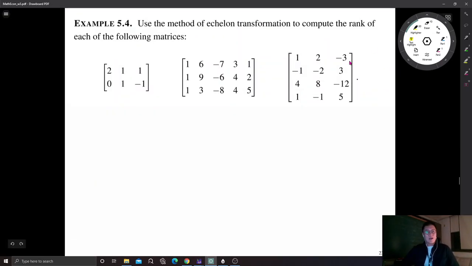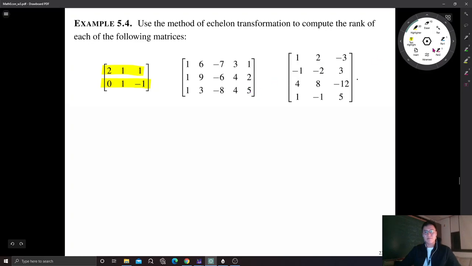All right, so let me do just one more exercise about this transformation. Use the method of echelon transformation to compute the rank of each matrix. All right? Look at the first matrix. This is already in echelon form, right? And then we can easily tell the rank of this matrix. It has 2 non-zero row vectors, so the rank of this matrix is 2.